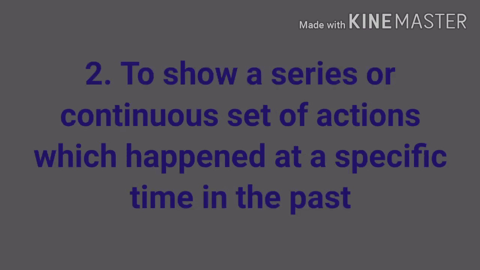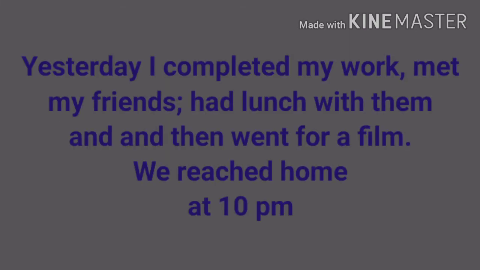The second is to show a series or any number of actions that are already completed at a specific time in the past. That is, you are telling of a day in your life in the past, or any incident that happened in the past, and you are mentioning many events. All these events happened in the past. Let us look at an example.